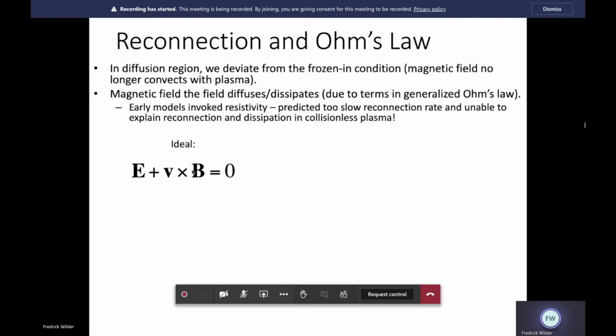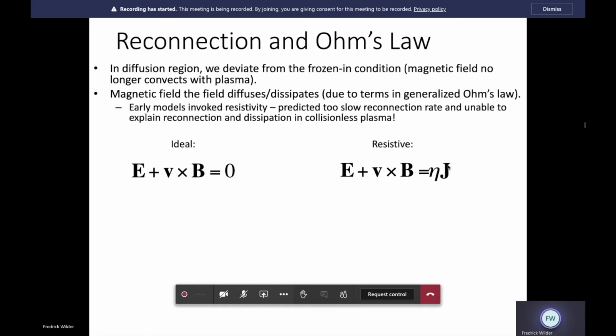Now, one way you can get diffusion is if you have resistivity. This would be collisions between particles. If you have a resistivity, you get the classic Ohm's law that many of you have seen in an electrodynamics class. But there's a problem. First, when you actually do the math, resistivity predicts reconnection happening at a rate that is two orders of magnitude slower than what we observe in things like solar flares. Another problem is that in the Earth's magnetosphere, the plasma is effectively collisionless. So there can't be any resistivity because you don't get collisions between particles.